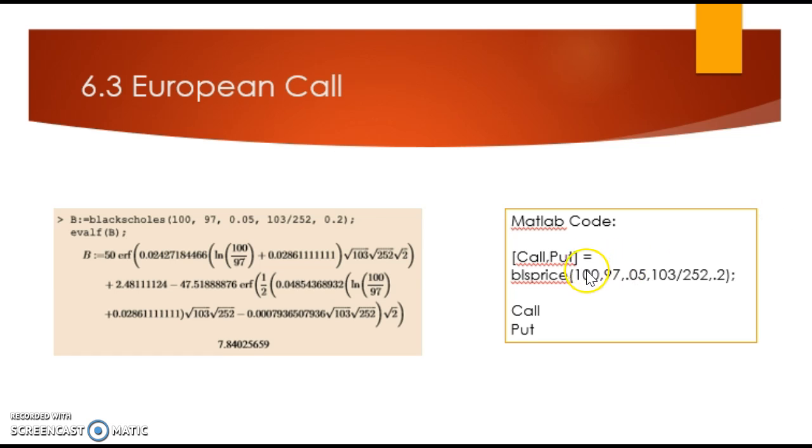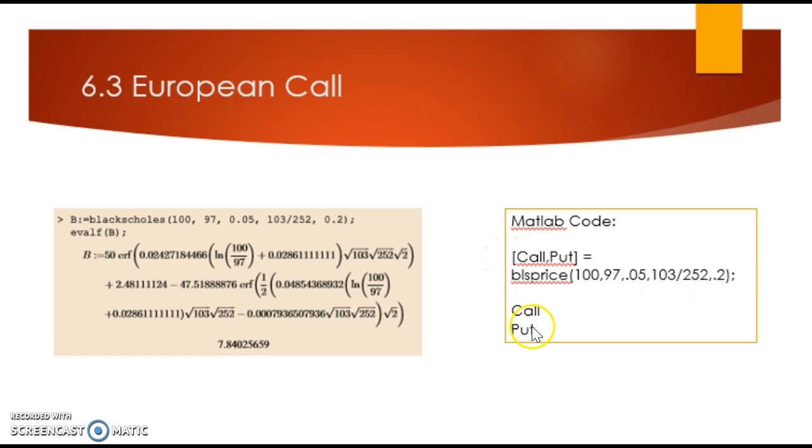Here in this MATLAB code, the 100 is the current price of the stock, the 97 is the stock price when the seller is selling it, and then the 0.05 is the risk-free rate. The 103 divided by 252 is how many days until the stock can be sold. So 252 is the amount of trading days in a year. And then 0.2 is the volatility, so it represents about a 20% variance.